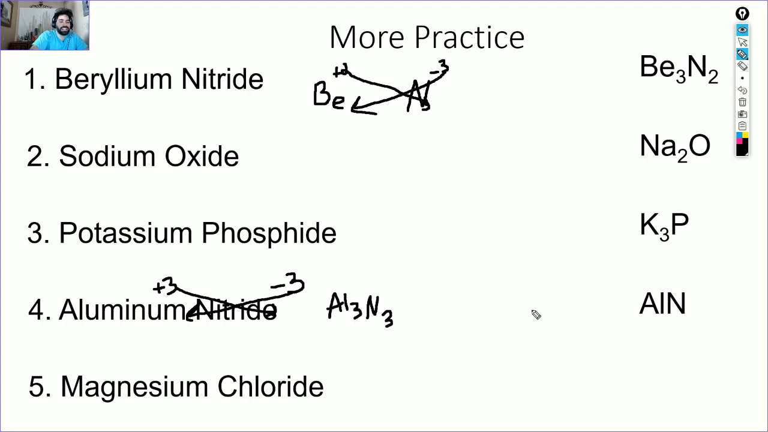But if you notice, that's not my final answer. The reason for that is because these numbers actually can be reduced. If you divide them both by 3, you'll end up with AlN. Ignore my writing there. This is your answer. AlN.